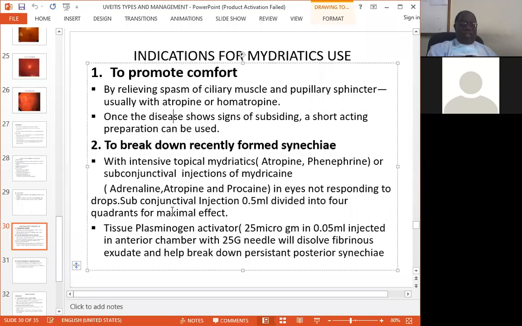But you don't go in straight for subconjunctival. It's for eyes not responding. That's where you can use that. It means you start with what you think can work. If it's not working, that's when you go to the long-acting.